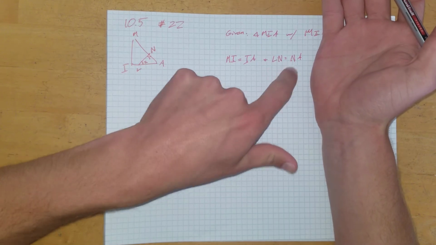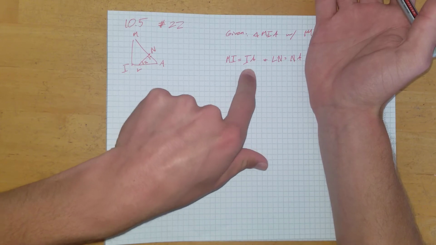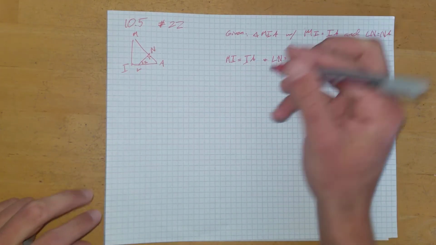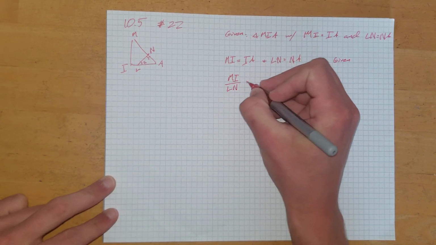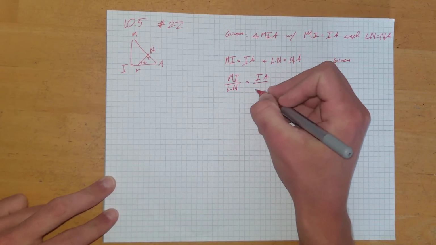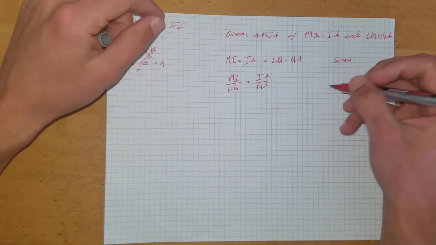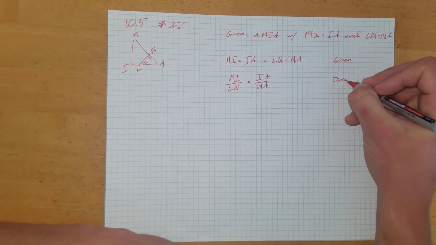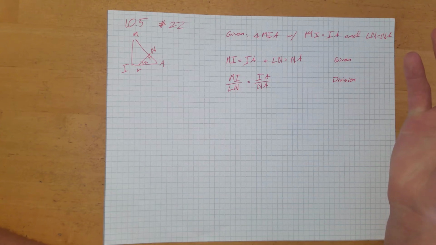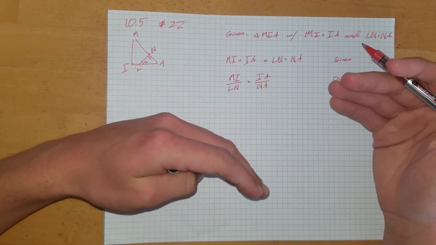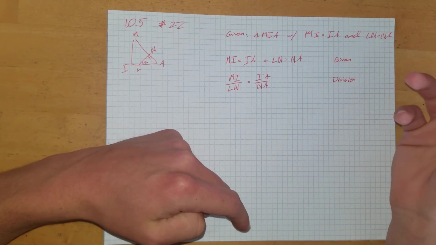And since LN equals NA, I can divide MI by LN, and I can divide IA by NA. So that is what I'm going to do. It goes IA, NA. And it's still equal because we're dividing by the same thing. And this is just division. From here, I can't really find out any more information. So what I'm going to do next is move on to my second given.